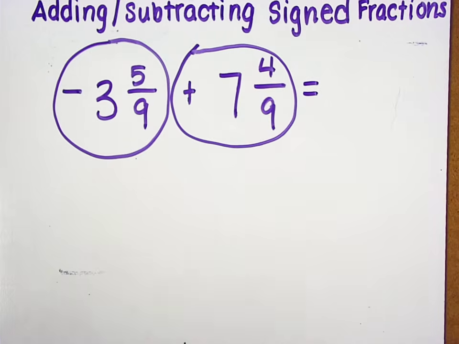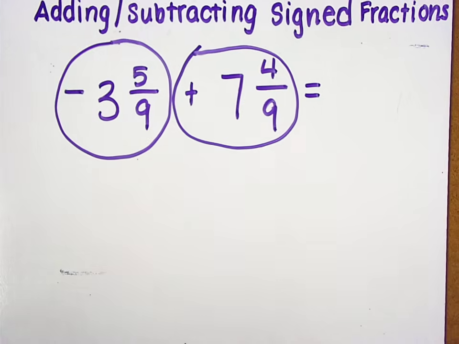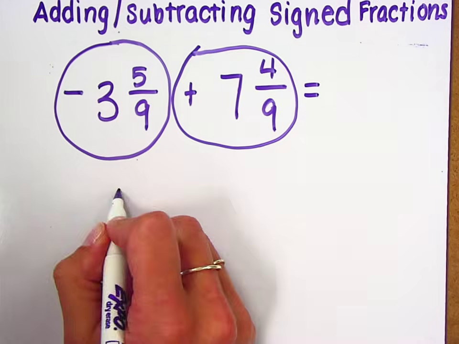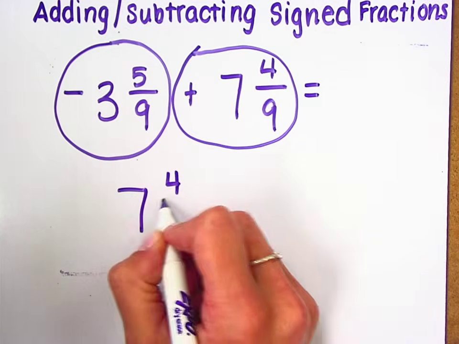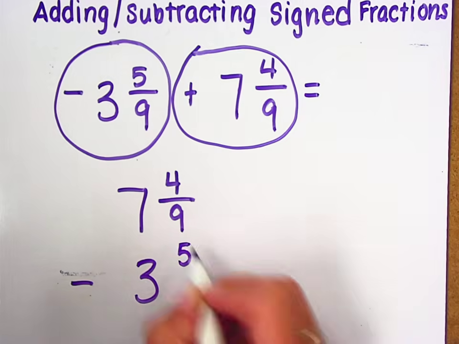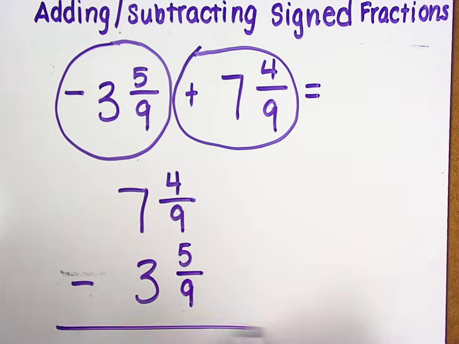Because the signs are different, we are going to find the difference, which means subtract. When we subtract, we do need to make sure that we stack the number with the largest absolute value on top, and in this case, that's going to be 7 and 4/9. And we're going to subtract 3 and 5/9. Before we add and subtract, we do need to have a common denominator, and in this case, we already do. We have a common denominator of 9.